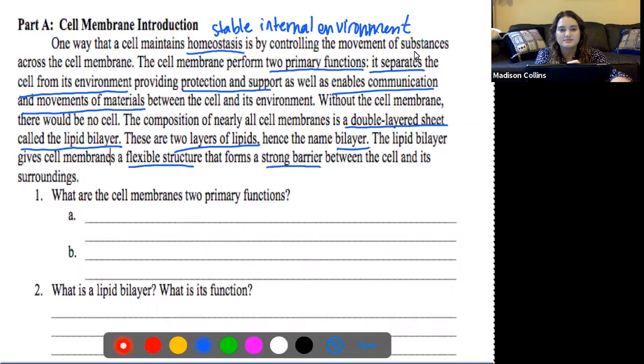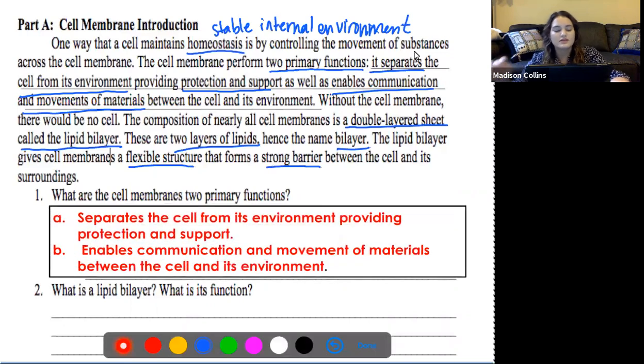Right, so question 1 was, what are the cell membrane's 2 primary functions? So you should have picked out from this passage that the 2 functions are to separate the cell from the environment, providing protection and support, and to enable communication and movement of materials between the cell and its environment. Okay, so we know this. The cell membrane gives that cell its structure. It separates the cell from everything that's outside. And then we're also going to be talking about this second function more frequently in the upcoming weeks, that it enables communication and movement of materials between the cell and its environment. So it lets things go in and out.